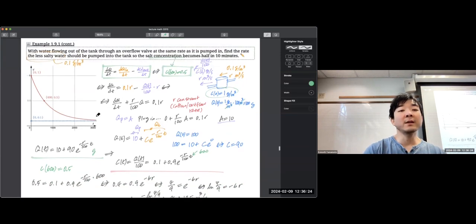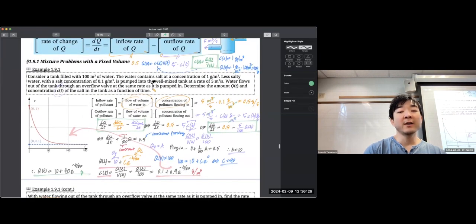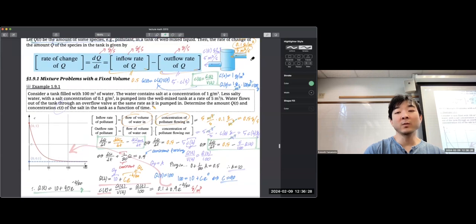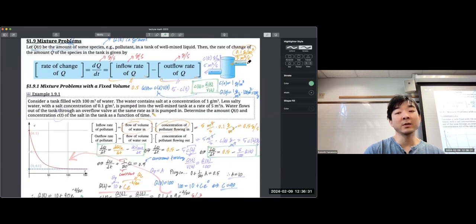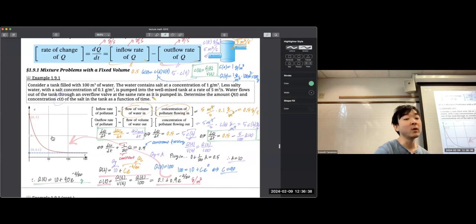So the question is, this one was saying I'm pumping in water that's diluted at a rate of 5 cubic meters per second. We for sure know that as time goes on, the concentration in the tank will go down. But let's say you're some engineer and your boss is saying, I want you to figure out the flow rate that I want you to pump into the tank to make the salt concentration in the tank equal 0.5 grams per meter cubed at exactly 10 minutes from when you start pumping it in.